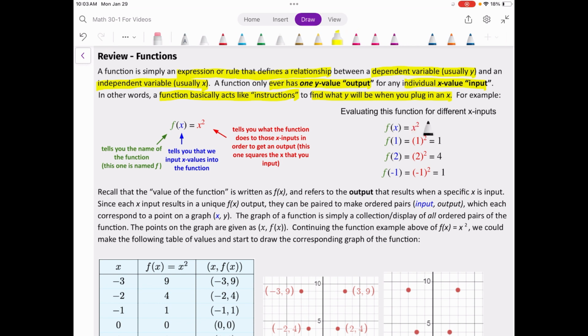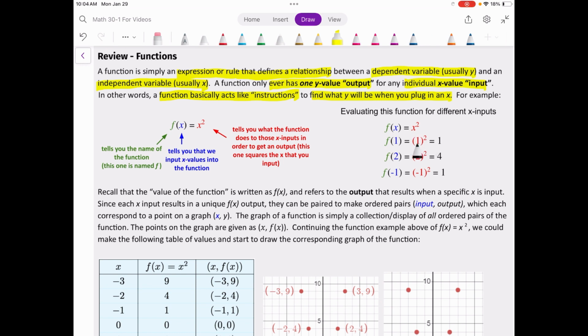So just looking at what that looks like when we actually do it, if we evaluate this function for some different x inputs, right? Again, f of any x is just going to be x squared. The output will just be whatever happens when we square x. So let's say I wanted to put in 1 for x and figure out what the output of the function would be. That's just saying f of 1. Well, we know that we're going to take our x value and square it, right? So f of 1, we're putting in a 1 for x, and 1 squared is just 1.